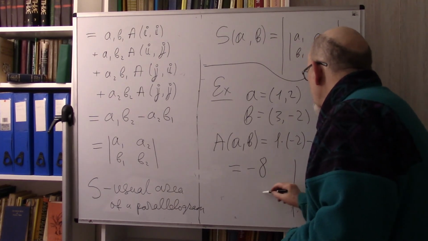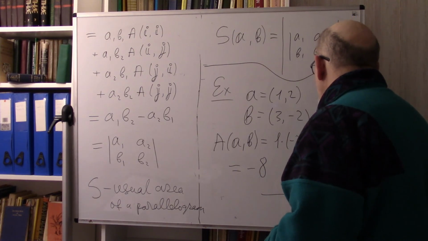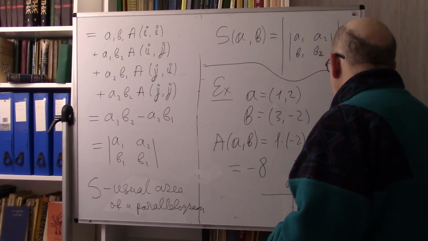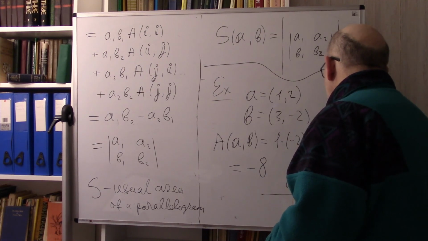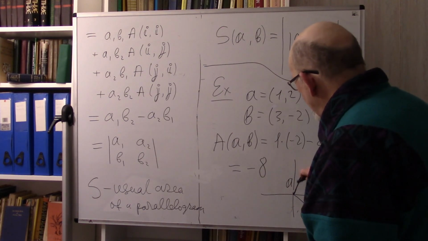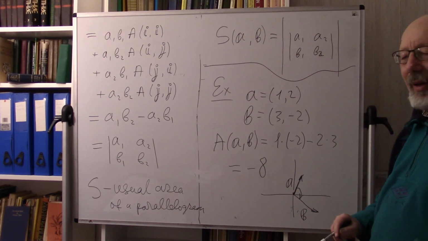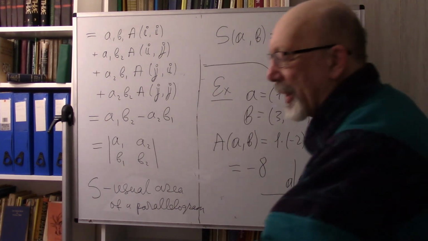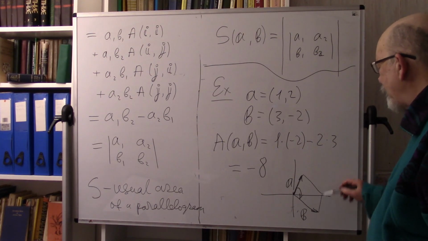Now let's see how it looks. (1, 2) is approximately this vector. This is a. And (3, -2) is this vector, vector b. And you see that to get the direction of vector b from vector a, we have to rotate it clockwise. And this means that really they form a left pair, not a right pair. So the signed area of this parallelogram is negative.